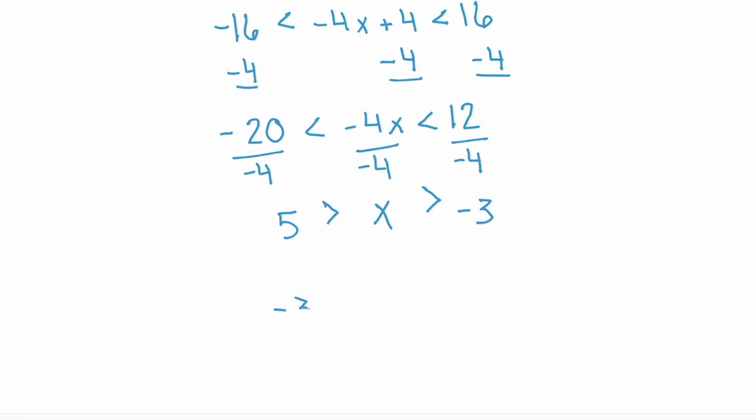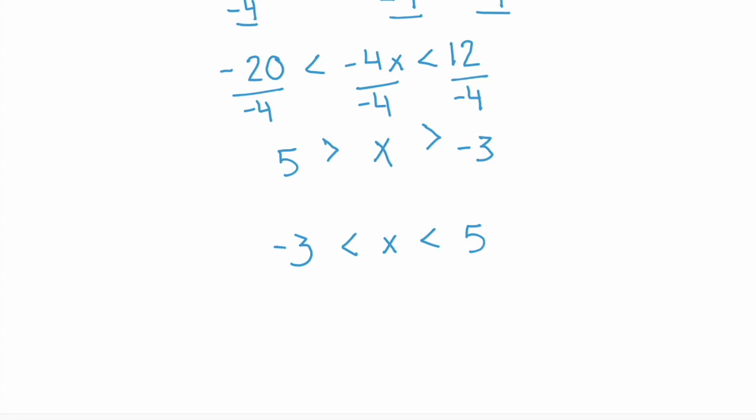You really want your interval to go from the smallest value to the largest value. So we just rewrite the inequality. It's like flipping it with a mirror. And so we have our final interval here, that x is between negative 3 and 5. So negative 3 to 5.